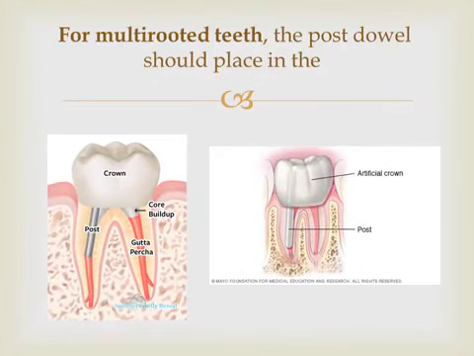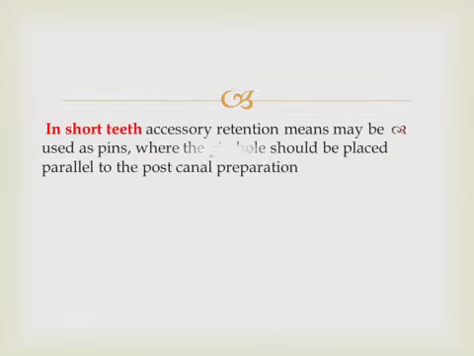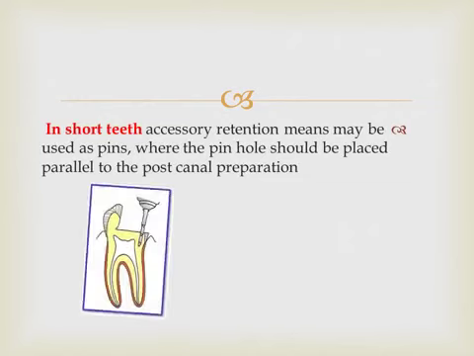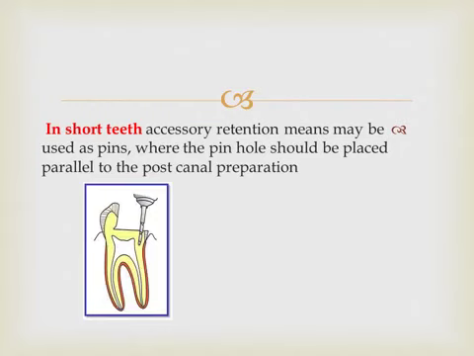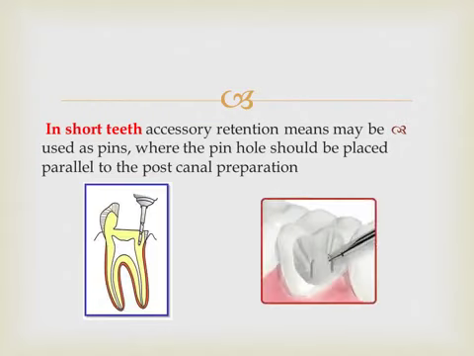For multi-rooted teeth, the post dowel should be placed in the largest canal. It's usually the palatal canal for upper molars, the distal canal for lower molars, and the buccal canal for maxillary premolars. The other canals should be used for the keyway. In short teeth, an accessory retention means such as a pin may be used. The pin hole should be placed parallel to the post canal preparation.